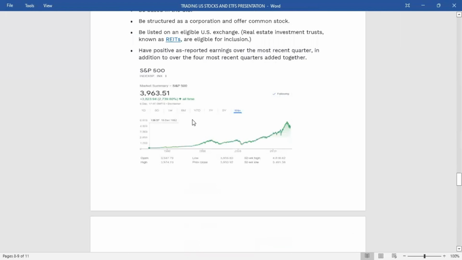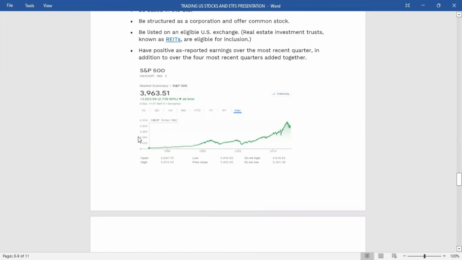I didn't get a good image, but this is just an image to show you the performance. The S&P 500 has had an average return of 10% since it started. So basically, if you had invested in the S&P 500 since it started, you would have had an average return of 10% every year. And as you can see, the S&P 500 has had an all-time gain of over 2,739% since it started.